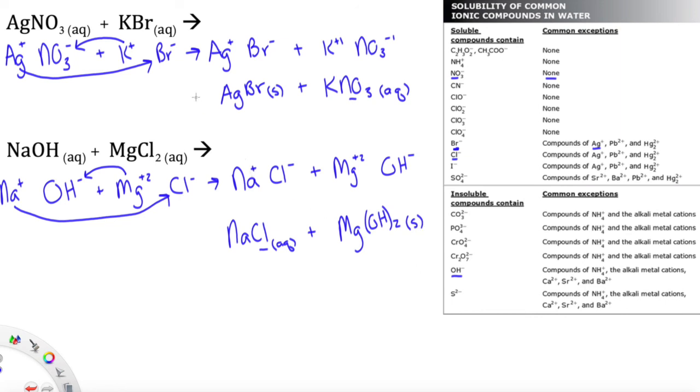So our 2 solids that are formed, we've got this one from this reaction, and this one from this reaction. There's our products that are actually the solid products that are formed.